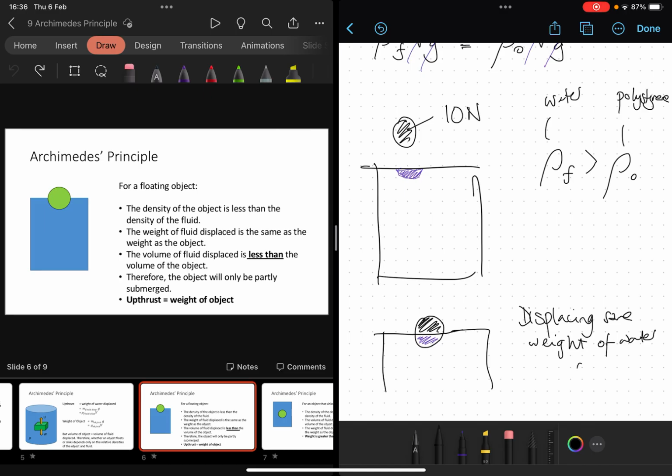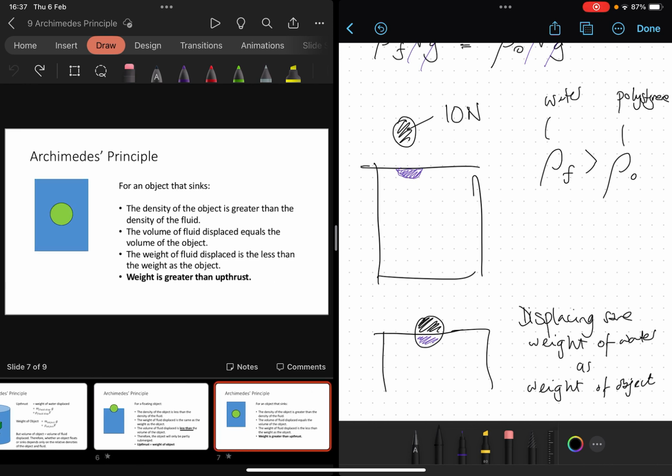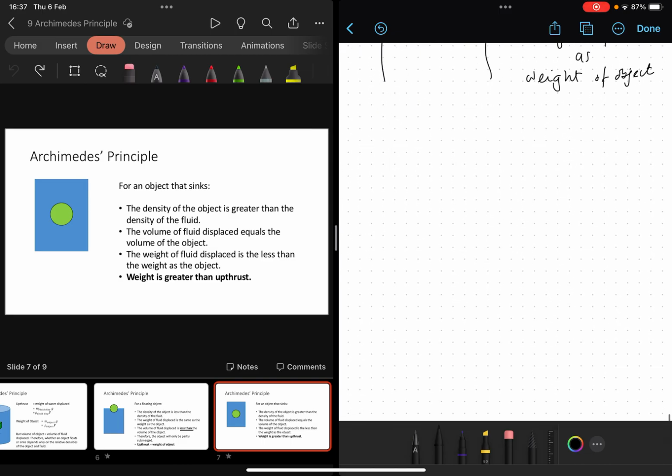as the weight of the object. So if the object has a weight of 10 newtons, we are displacing 10 newtons of water, but because the water is more dense, that means 10 newtons of water has a smaller volume than the volume of the object. What about the final situation then where an object is sinking? Well, that's telling us, I think, that the weight is greater than the upthrust.